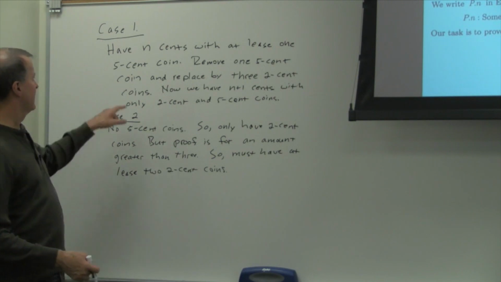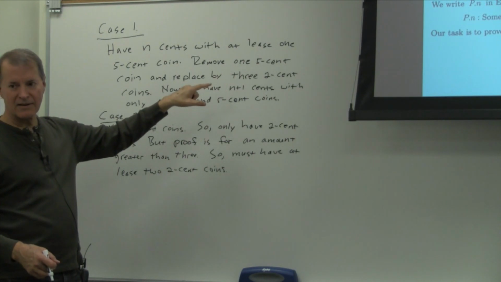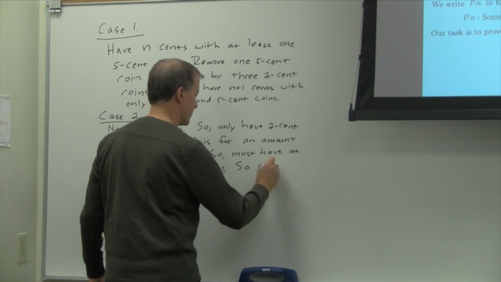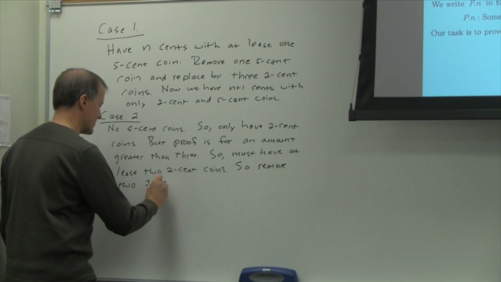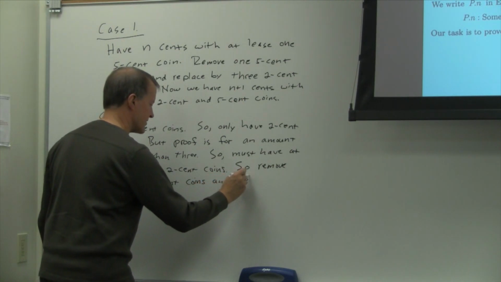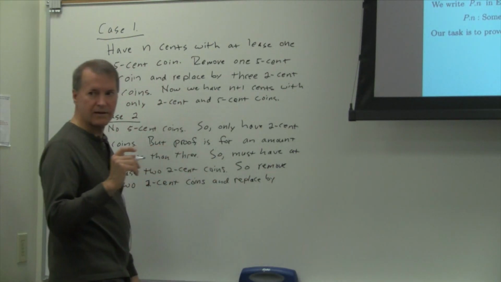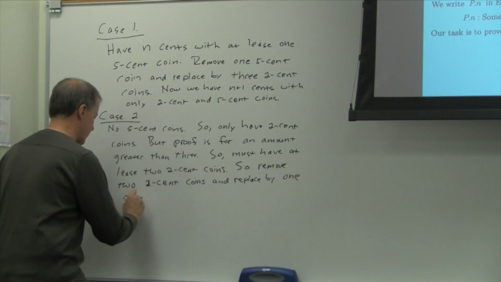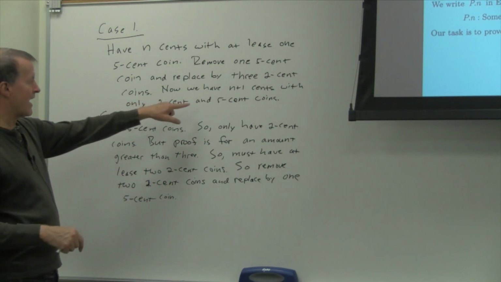So now what do we do? Remove 2 2-cent coins and replace by 1 5. Okay. So remove 2 2-cent coins and replace by 1 5-cent coin. Right? And now we have n plus 1 cents.